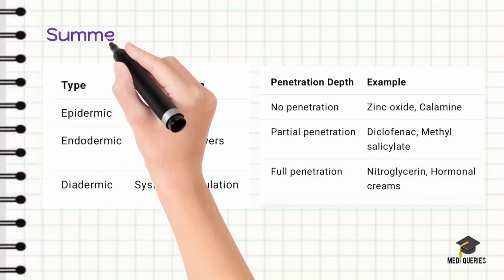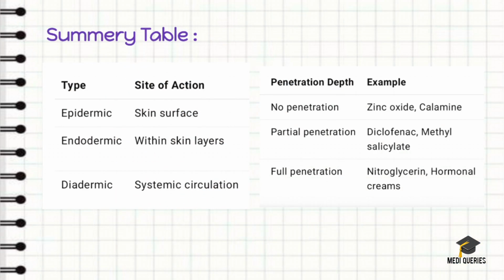Okay, let us summarize all the types of ointments. First one is epidermic ointment. It shows action on the skin layers, and there is no penetration at all. It will show action on the surface of the skin, and examples are zinc oxide and calamine ointments.